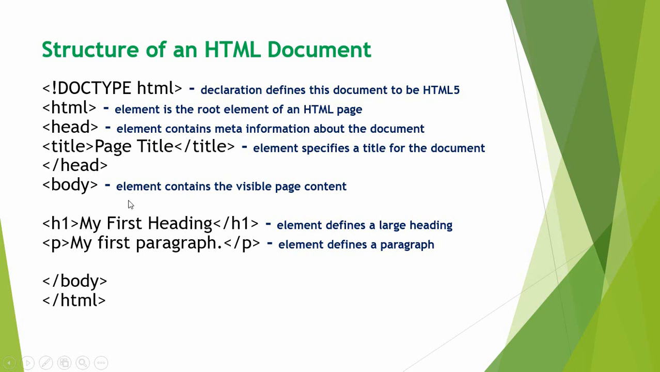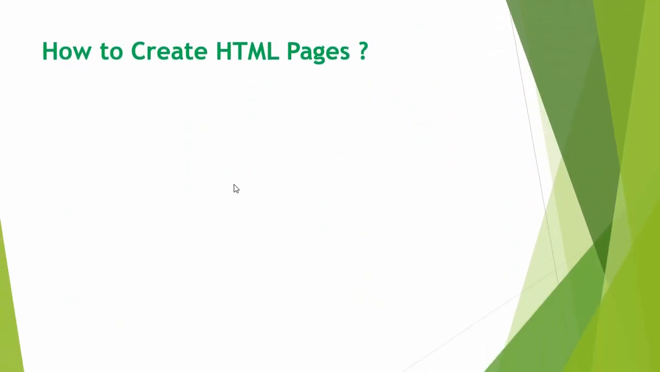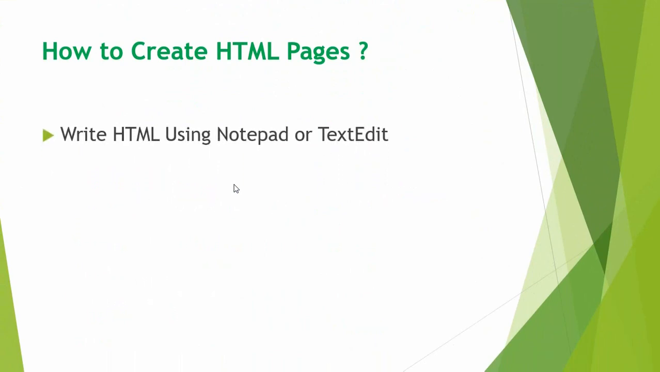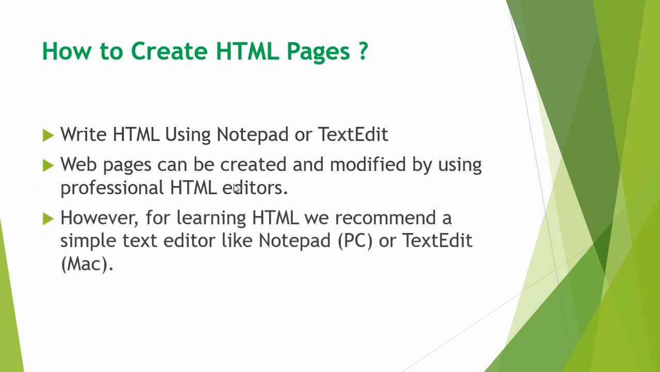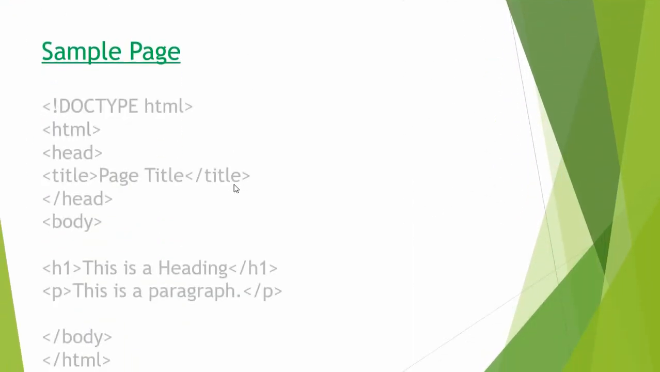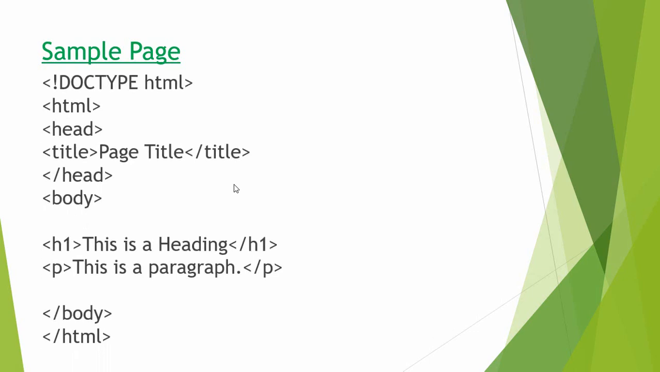So I will show you how to create this HTML. How to create an HTML page like this? Mostly for creating an HTML page you use Notepad or TextEdit. A web page can be created and modified by using a personal HTML editor. However, for learning HTML we recommend a simple text editor like Notepad. In Notepad it is very easy to create HTML pages. For creating HTML pages you can use Notepad, which is very easy to use. I will show you how to create an HTML page through Notepad.